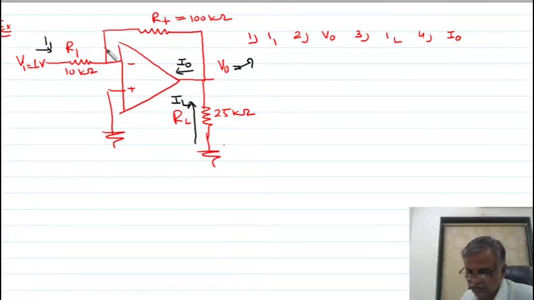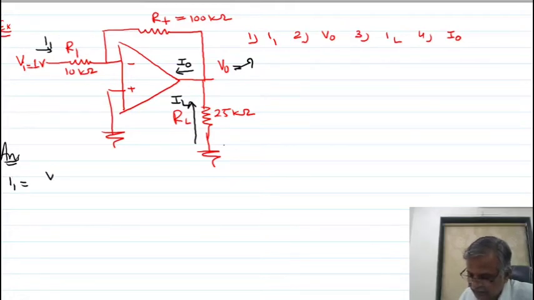Listen again. For the given circuit diagram, with the feedback resistor 100 kilo ohm, 10 kilo ohm, 25 kilo ohm, calculate first I1, second VO, third the current passing through the load RL, fourth the current going inside the output pin of the op amp. Answer.